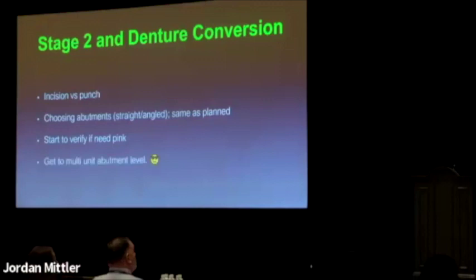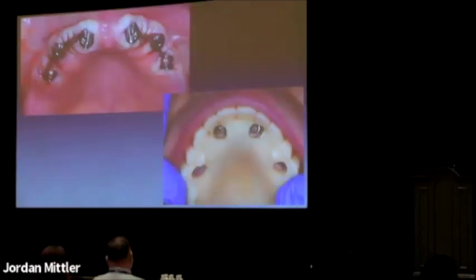And this is when I get happy. If I can get to my multi-unit abutment level and that's where I want to be, now this case is fairly straightforward from a prosthetic standpoint. All right, so here we are. So now we did stage 2. Yes, I did an incision. I want my keratinized tissue.